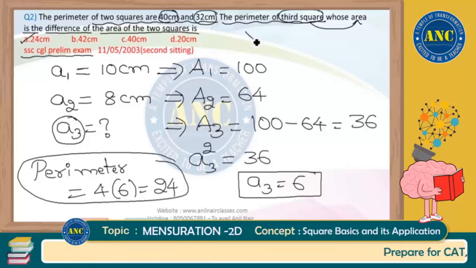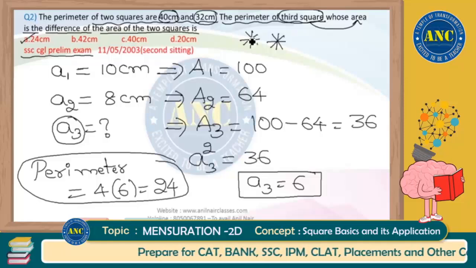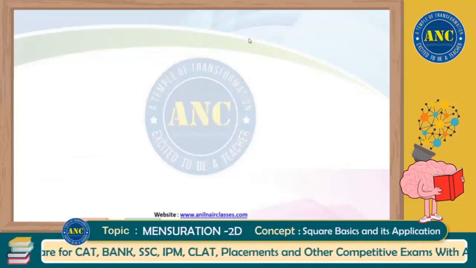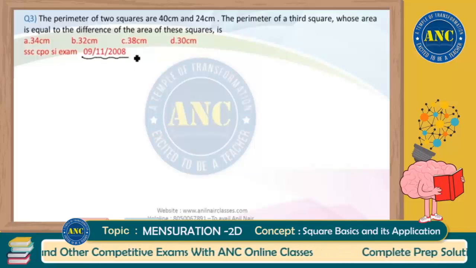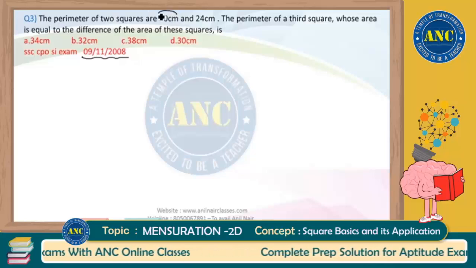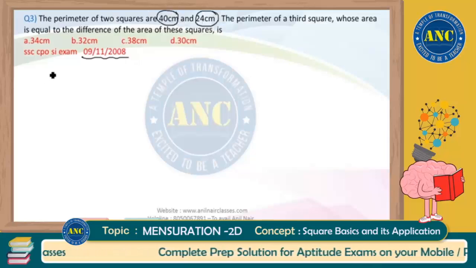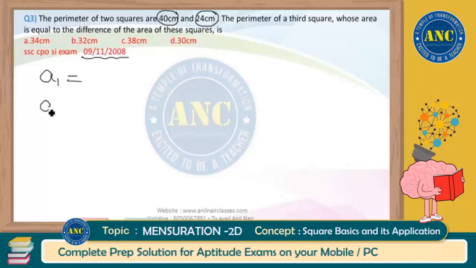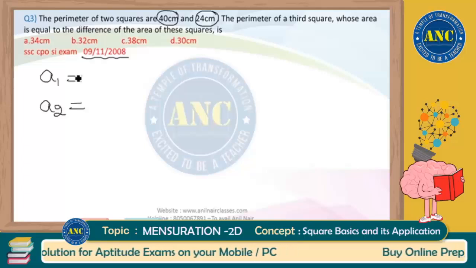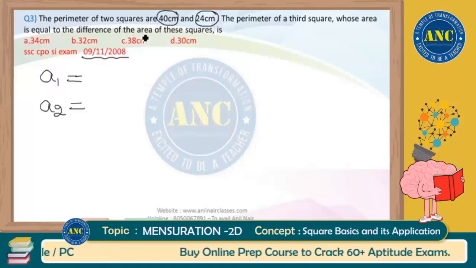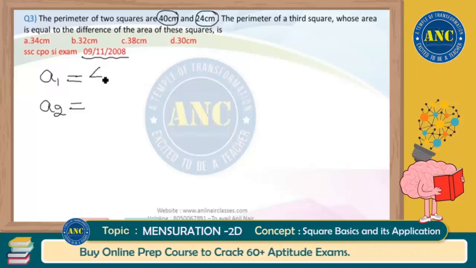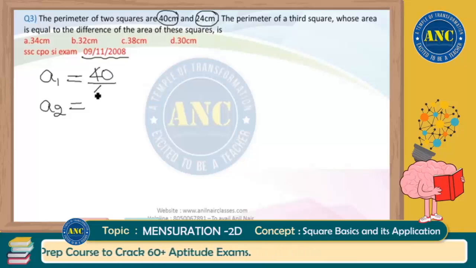Now, this particular question that I have solved right now, which came in the 2003 examination, a similar kind of question had come in the examination in 2008. Now let us read the question. The perimeters of two squares are 40 and 24 centimeters respectively. If I take the side of the first square as a1 and the side of the second square as a2, all the sides will be equal in a square. So the perimeter is 4 a1 equals 40, and a1 is 40 divided by 4, which is 10 centimeters.